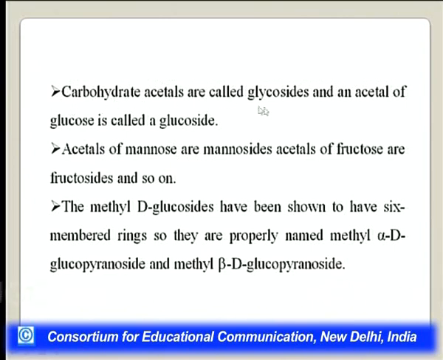Carbohydrate acetals are called glycosides, and an acetal of glucose is called a glucoside. Glycoside is the general name, and for glucose it will be glucoside. Acetals of mannose are mannosides, acetals of fructose are fructosides, and you can name them in the same way, and so on. The methyl D-glucosides have been shown to have six-membered rings. So they are properly named methyl alpha-D-glucopyranoside and methyl beta-D-glucopyranoside.